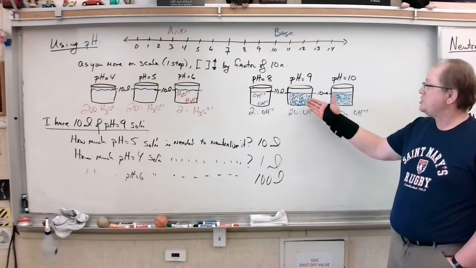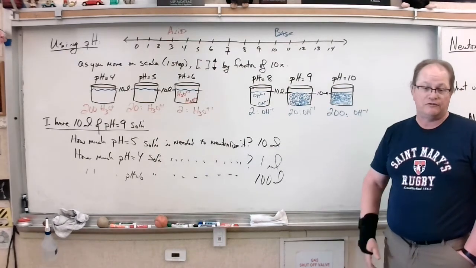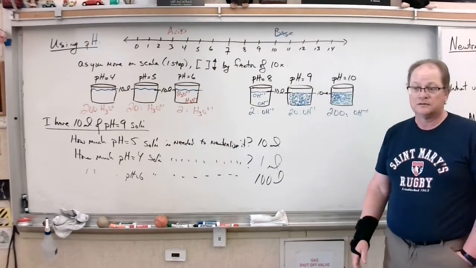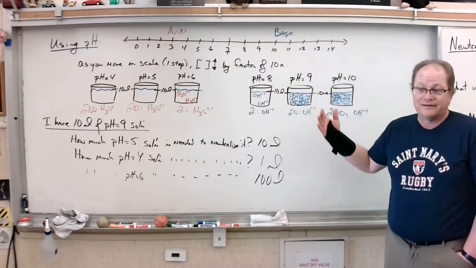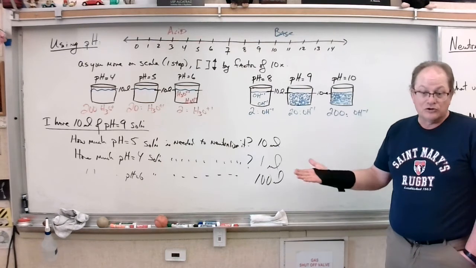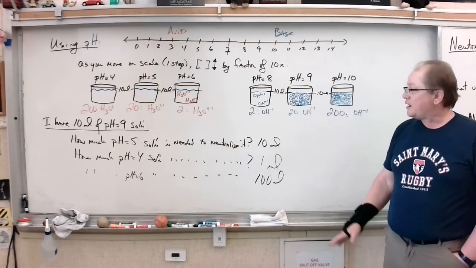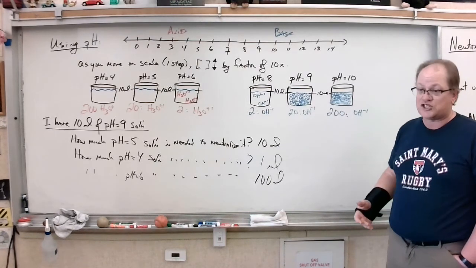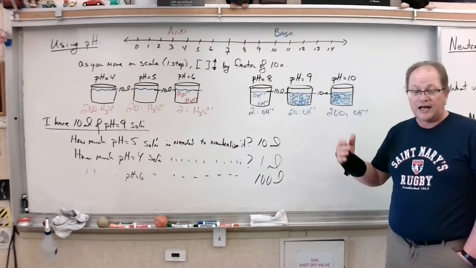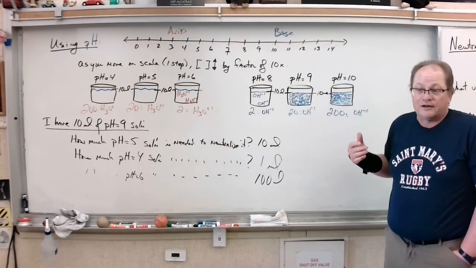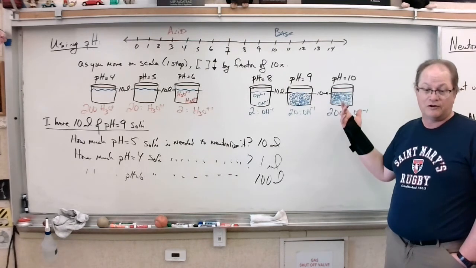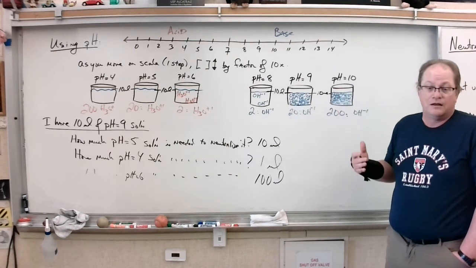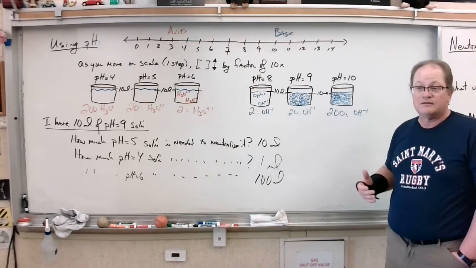How do you turn a pH 9 into a pH 8 if all you have is water? Huh? Add 10 times more water, right? You'll dilute it. How do you go from a pH 9 to a pH 10 without adding anything? Take some water out, right? Evaporate it. When you reduce the volume by a factor of 10, it'll be a pH 10. It's kind of neat.